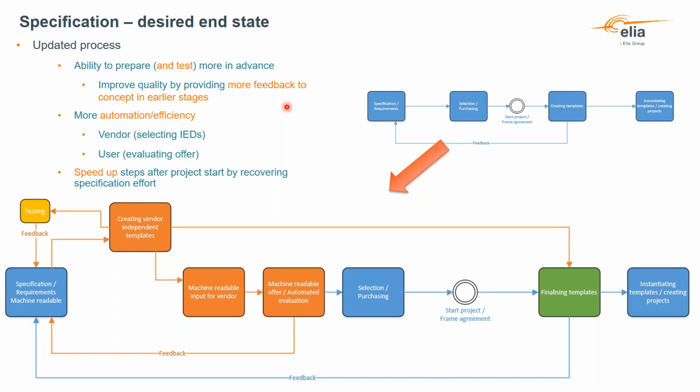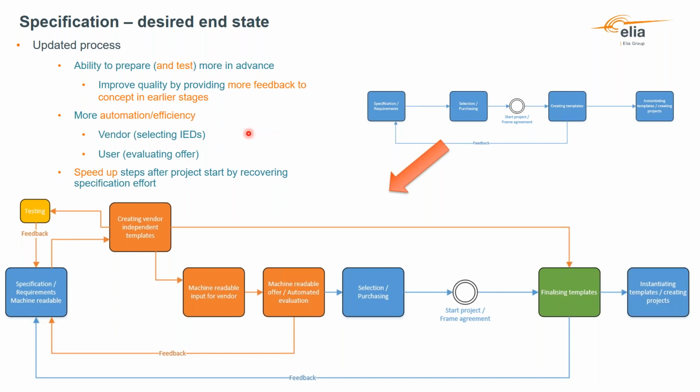Because we want to have the ability to provide feedback to the specification at a stage where we did not yet select or purchase anything. So we can go to the manufacturers with a specification which is of high quality. And in order to do that, we also want to include more automation and efficiency by making things more automated, not only for the user in the creation of the specification, but also for the manufacturer, which needs to respond to your specification.